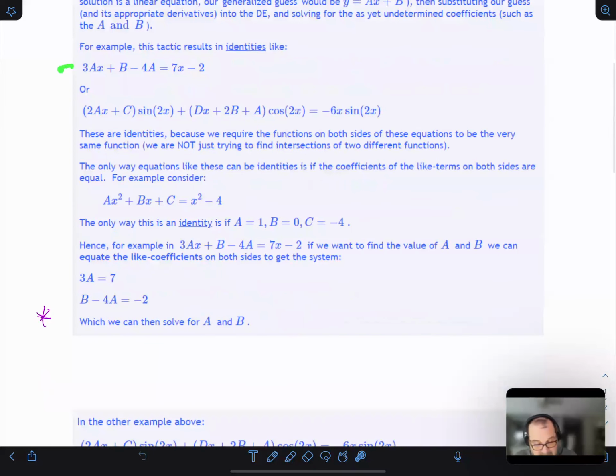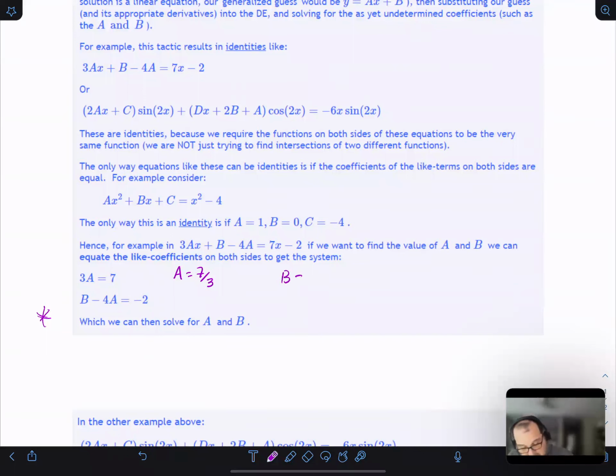Again, the one up here is slightly more complicated, but not really. If you take a look at this one here, I have an x term on the left and an x term on the right. Those two terms must be identical, therefore 3a must be equal to 7. So 3a equals 7, a equals 7/3. Then on the other part here, this is the constant term on the left-hand side. This would have to be the constant term, so this has to be the -2. So we would have b minus 4a must be equal to -2.